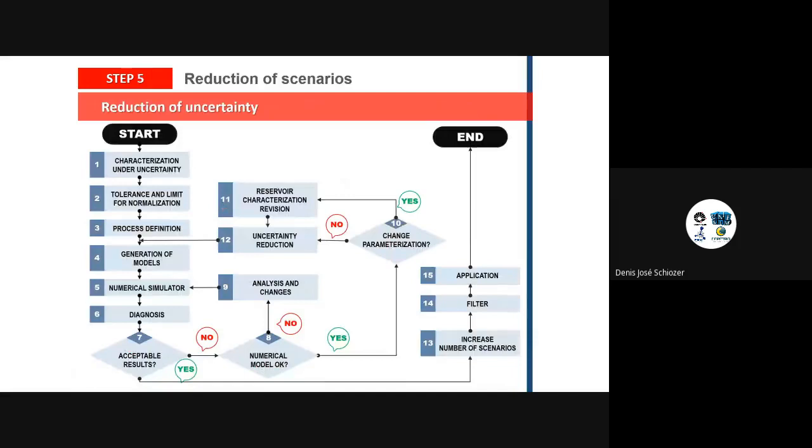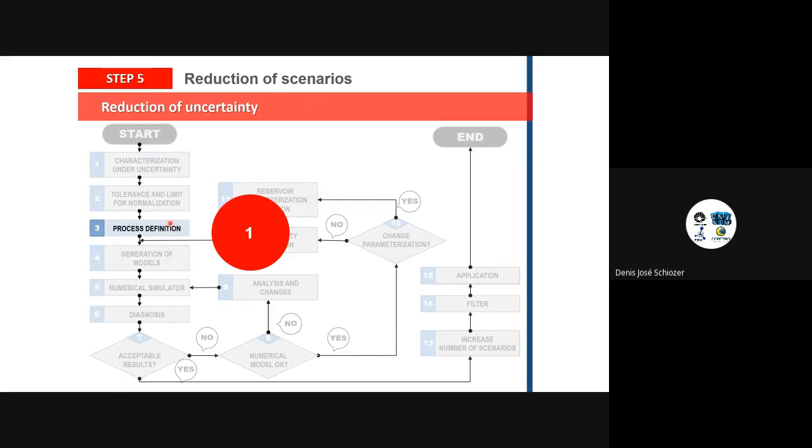Then step 5, Celio will talk about this in one of the classes. But the most important thing here is that we have to define the process. I will not give details about this. It's just here a representation of a data simulation process for a reduction of uncertainty. So we have to define our objectives here and our process.